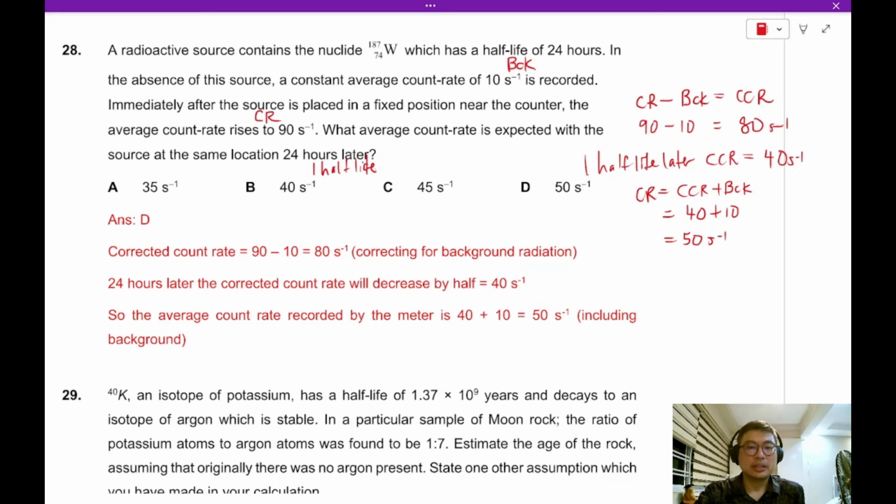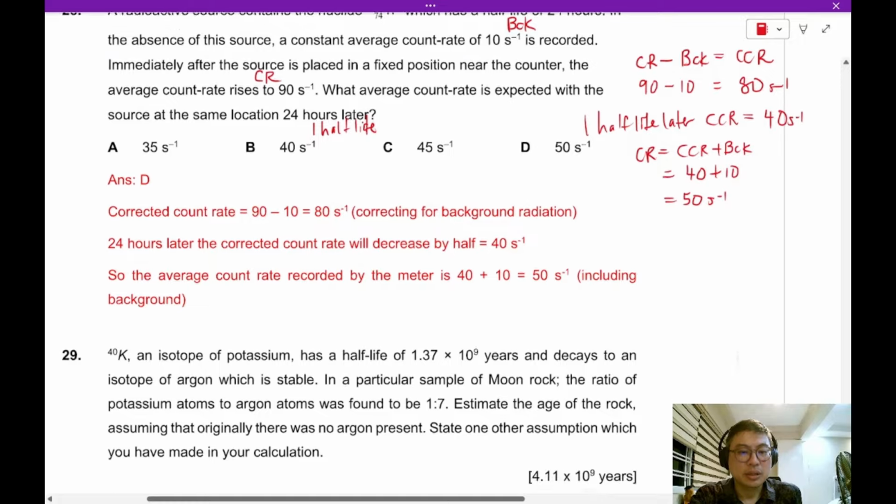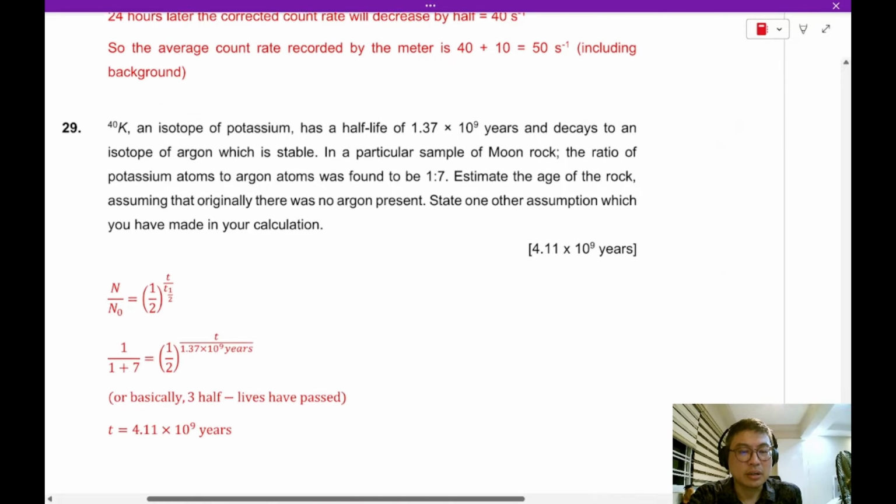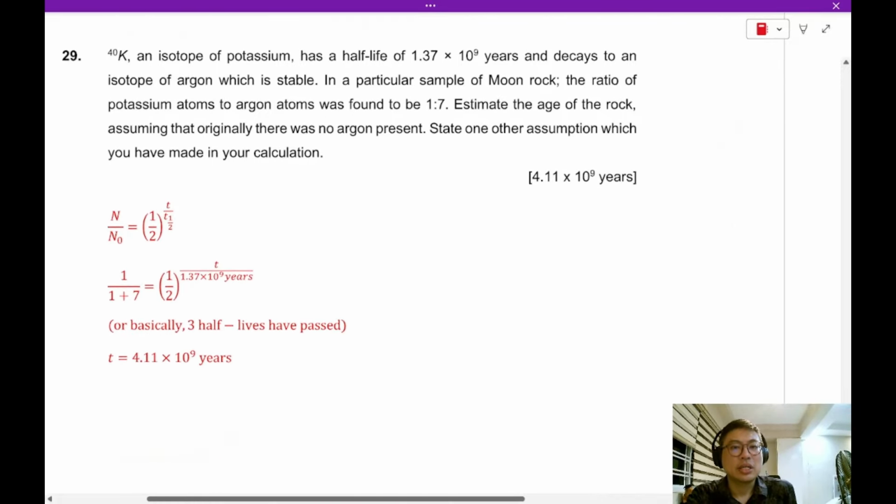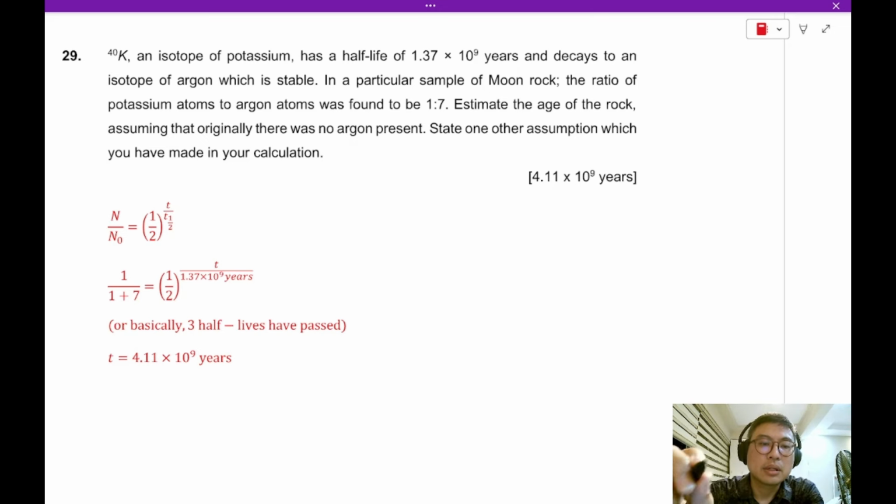Okay, next and the last question is over here. Potassium 40, an isotope of potassium, has a half-life of 1.37 billion years and decays into an isotope of argon, which is stable. In a particular sample of moon rock, the ratio of potassium to argon atoms is found to be 1 to 7. Estimate the age of the rock, assuming that originally there's no argon present. State one other assumption which you have made in your calculation. Now, let's take a look.